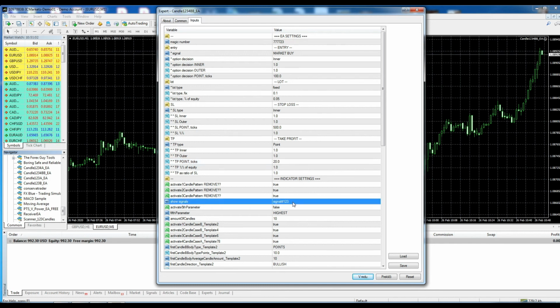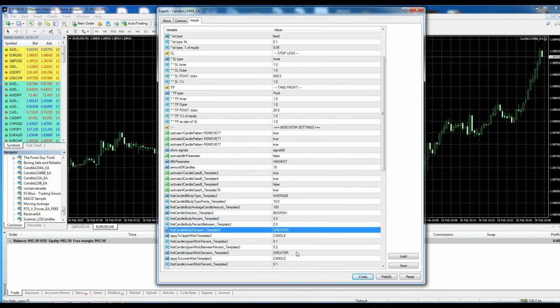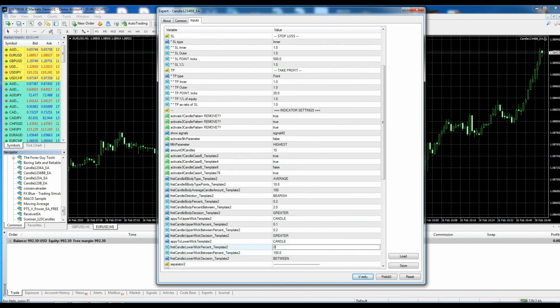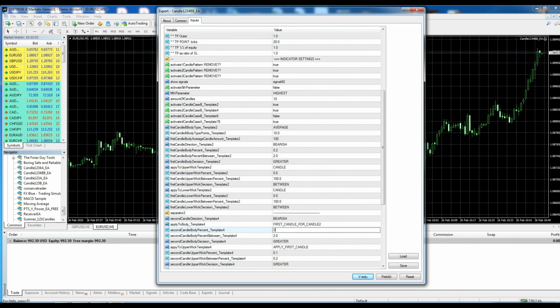For the pattern, I choose 2 candles, so I set to show just signal 2, and also I kept enabled just the first 2 candles. Now to build the pattern. I took the average of the past 100 candles and first body bearish greater than 0.2 of the average. On both candles I set between 0 and 100 value of each candle's body. For the second candle, I also went for bearish greater than 50% of the first candle's body.